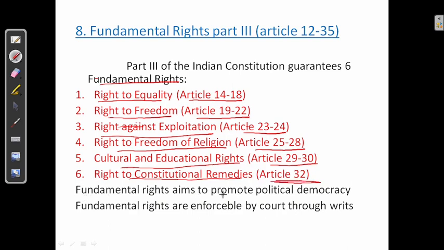Next, fundamental rights aim to promote the political democracy. Next, fundamental rights are enforceable by courts through writs. Total there are 5 types of writs: habeas corpus, mandamus, prohibition, certiorari, and quo warranto. So we'll see all this in detail in the future classes.